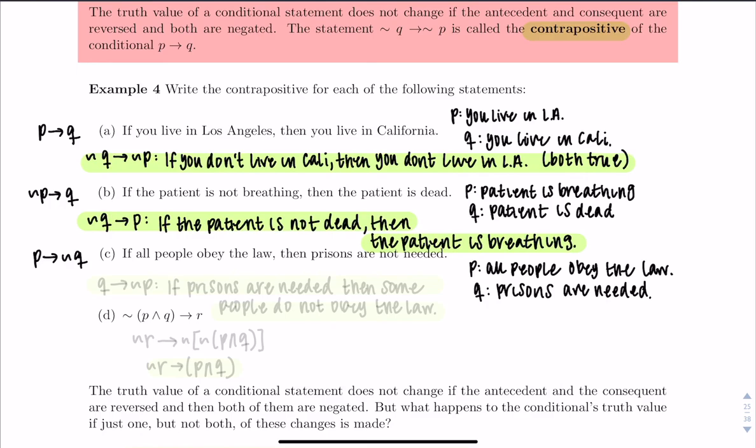And so we go ahead and flip and negate. So we'd have a double negative Q, which is just regular old Q, then not P. So if prisons are needed, then, now remember when you negate the all, it becomes some and do not. So then some people do not obey the law.